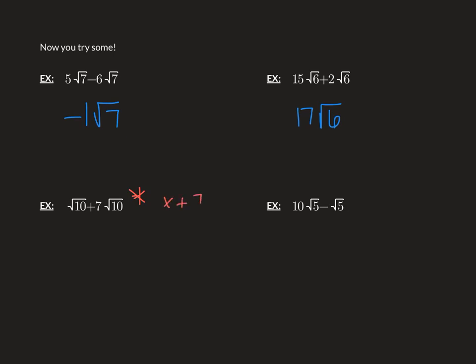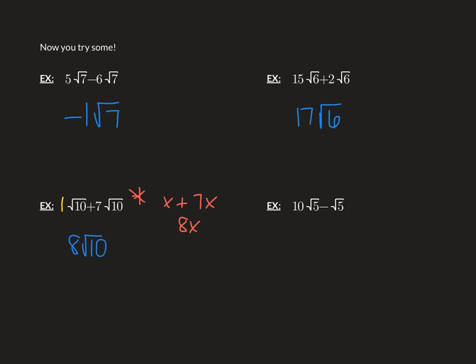So if I had x plus 7x, how many x's do I have? Hopefully you said 8x. Now the reason that's important is because this radical right here does have a number in front. And the number in front happens to be a 1. We don't ever write the 1, just similar to how we don't always write the 1 with the x. So this 1 root 10 plus 7 root 10 gives me 8 root 10.